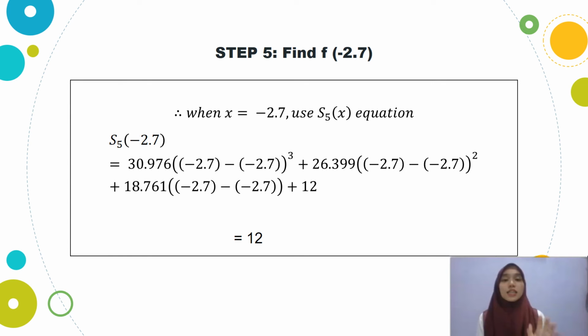Last, we proceed to step 5, which is to find f when x is equal to negative 2.7. When x is equal to negative 2.7, we are going to use the S5x equation. By using this equation, we get 12.